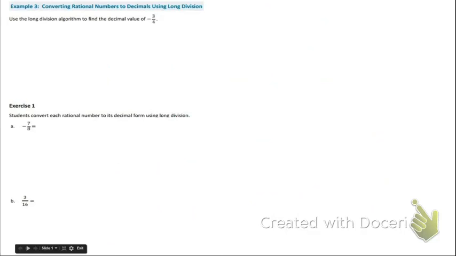Okay, so example 3 is about converting rational numbers to decimals using long division. So here comes the long division, something that's a favorite of some of us, and a bit of a bear for some of us. I'm going to have you do that by yourself and then come back and check out what I did. Let's start with this one: use the long division algorithm to find the decimal value of -3/4.